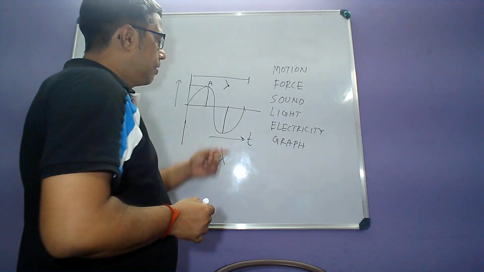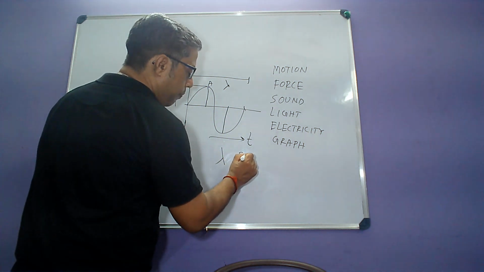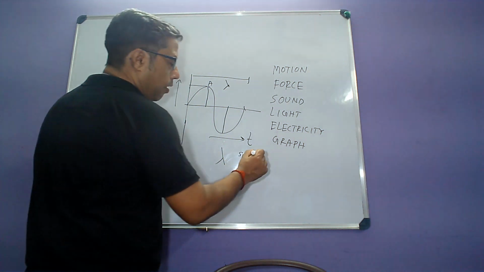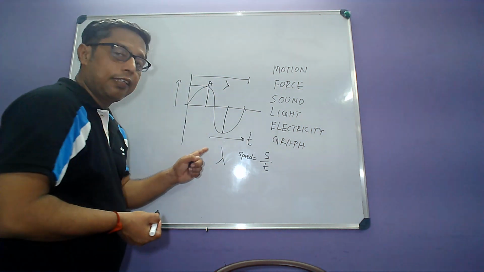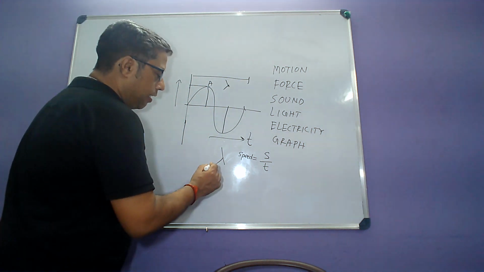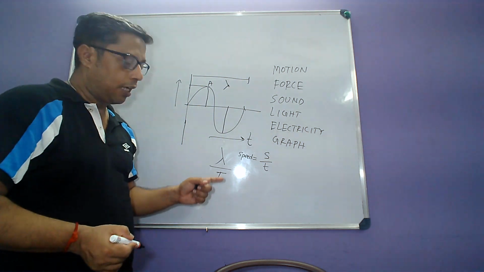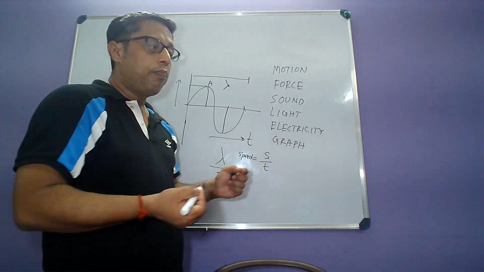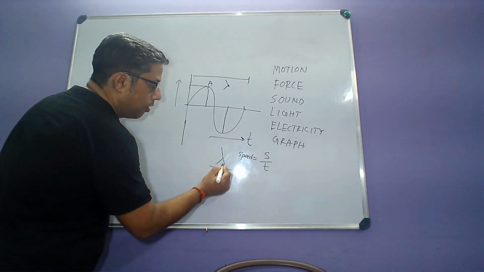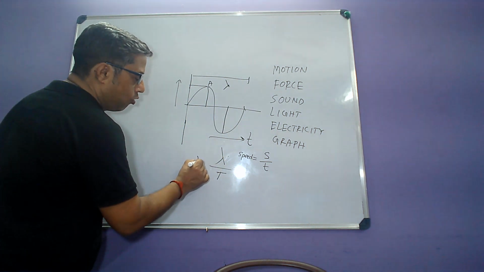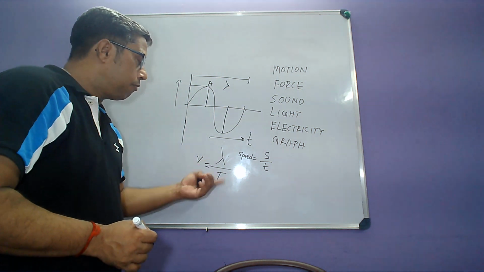Now how can I measure the speed of sound? We know that speed means distance by time. In case of sound, the distance is lambda, and we need time to travel this lambda. T is the time period, the time required to complete one complete oscillation. So this is distance, this is time, and this will be the velocity of sound. So the speed or velocity of sound is lambda by T.